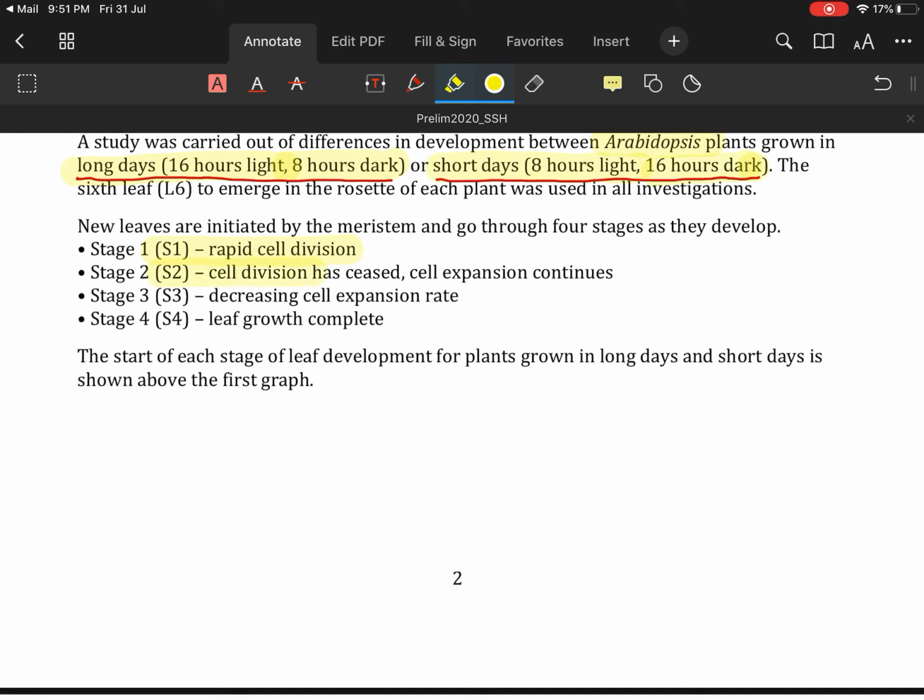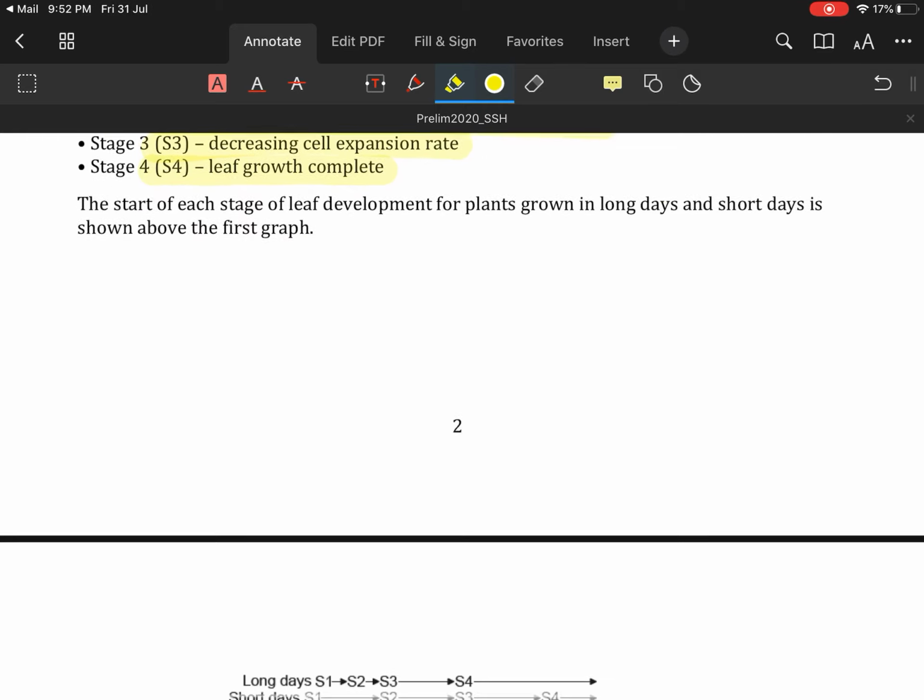The meristem grows and goes through 4 stages which we study. S1 is rapid cell division, S2 is where cell division ceased but cell expansion continues, S3 is where cell expansion continues but the rate decreases, and S4 is for the leaf growth completion.